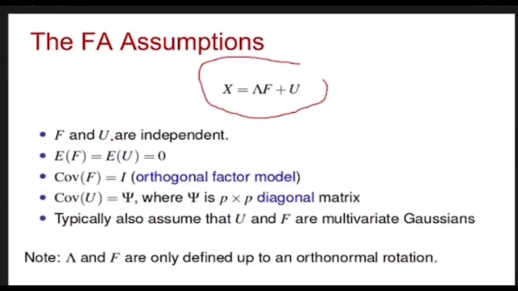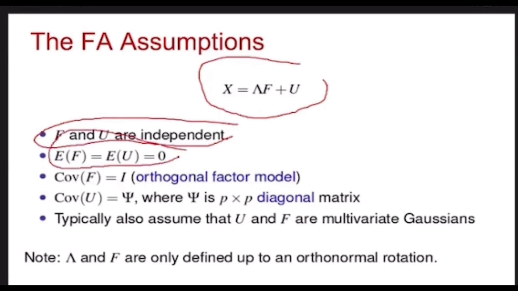Okay, we're assuming they are independent, and the expected value of the factor and the U equal to 0 because they are unobserved. Okay, the covariance of the factors has to be identity. Identity means they have to be orthogonal. We're assuming that factors are orthogonal.